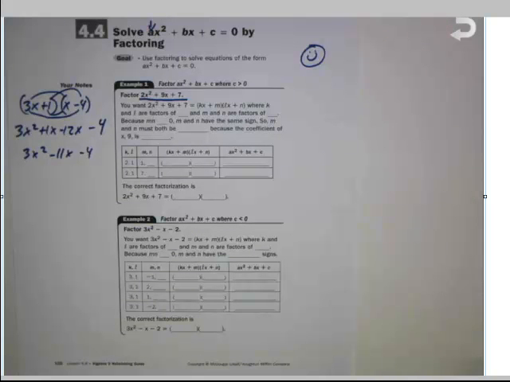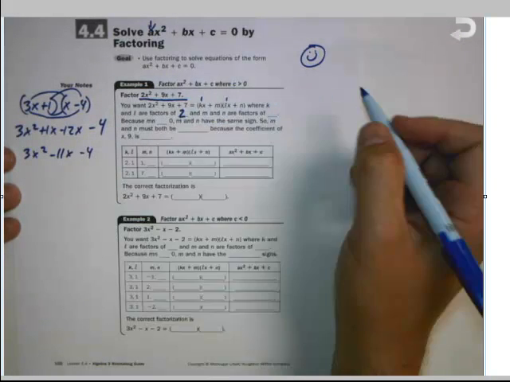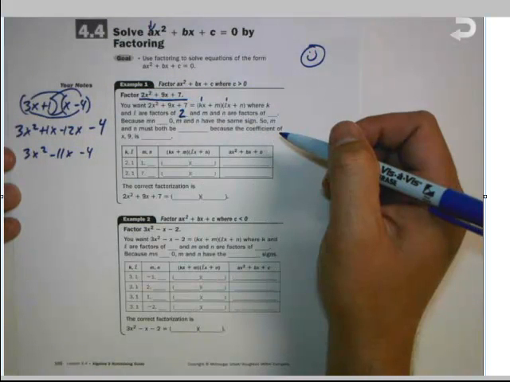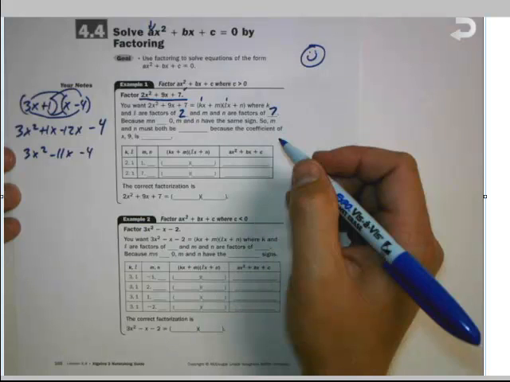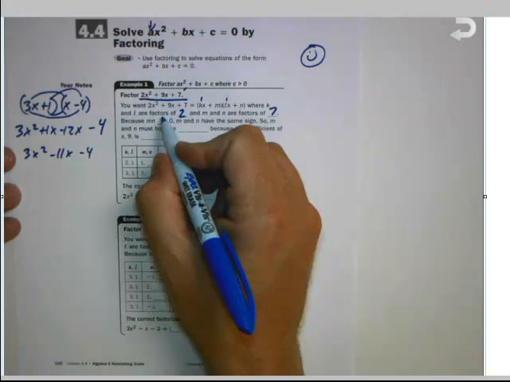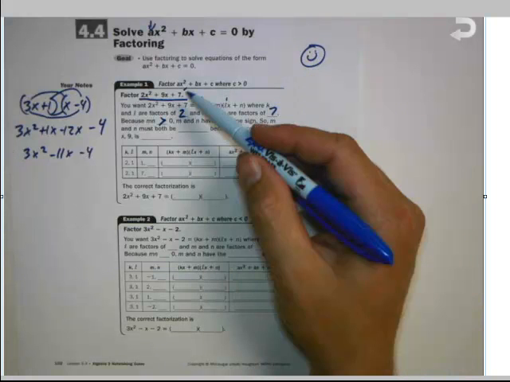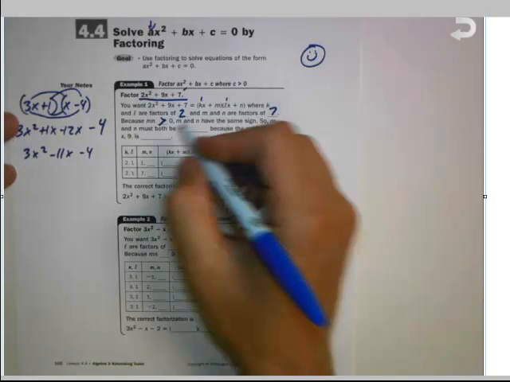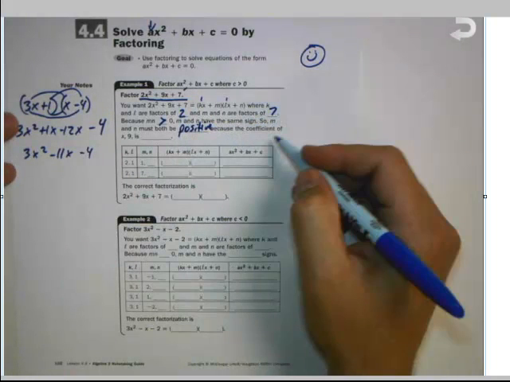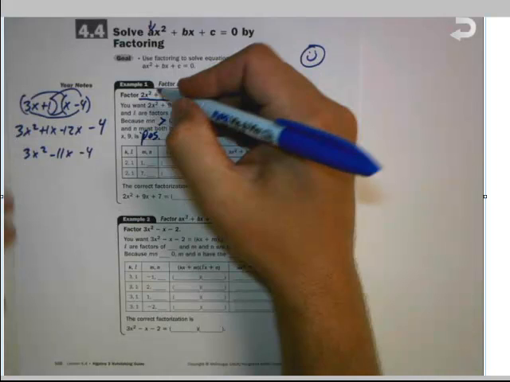You'll see where having that leading coefficient changes things just a little bit for what we are doing here. So k and l have to be factors of 2, because they multiply out to be 2. M and n have to be factors of 7. And because m times n is greater than 0, it's positive 7, m and n have to be the same sign. Either a positive times a positive to get positive 7, or a negative times a negative to get positive 7. So m and n must both be positive because the coefficient of x is a positive 9.